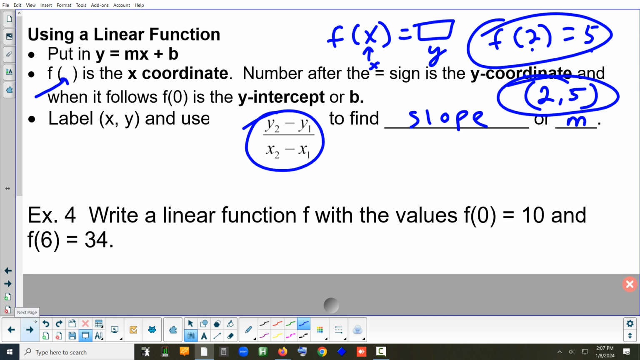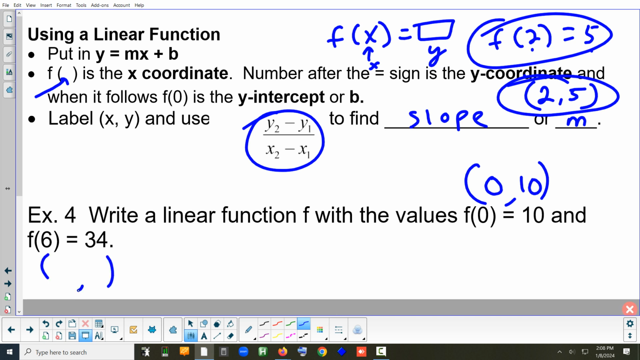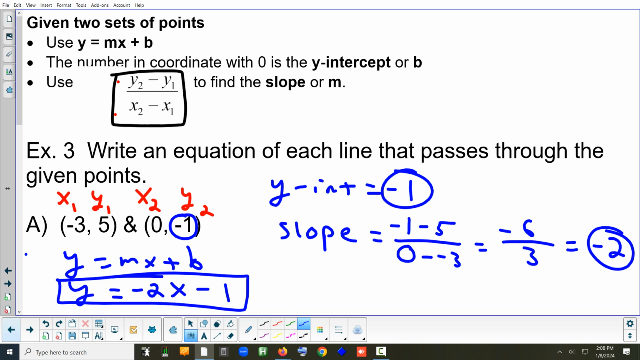So let's look at this one. It says write a linear function, and I think you guys already have this one printed. How would you write this one as a coordinate instead of writing it the way they did there? 0, 10. And can someone else tell me how you would write this bottom one as a coordinate. 6, 34. Yeah. And once you write them as coordinates, now you can think about it just like we did the last problem. Do it just like that.